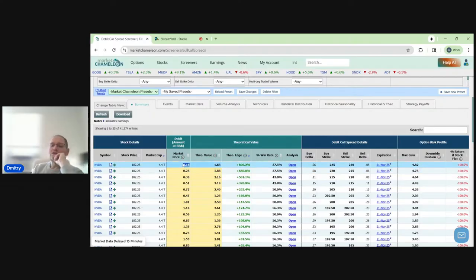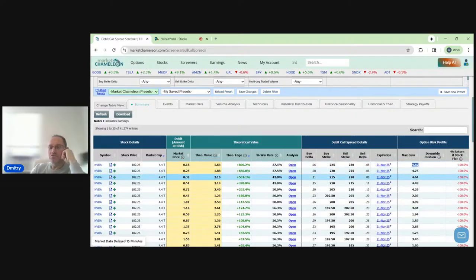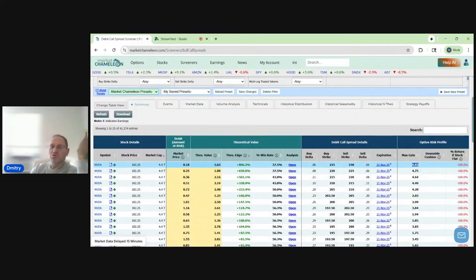right now, the ask price, where people are willing to sell it, is 18 cents. But if the stock on November 21st is above 230, this spread is worth $5. So your max gain is $4.82. You paid 18 cents for something that could be worth $5, so you potentially can gain $4.82. And here's the stock price, 182.25. You could see it's right now below both strikes by a significant amount.